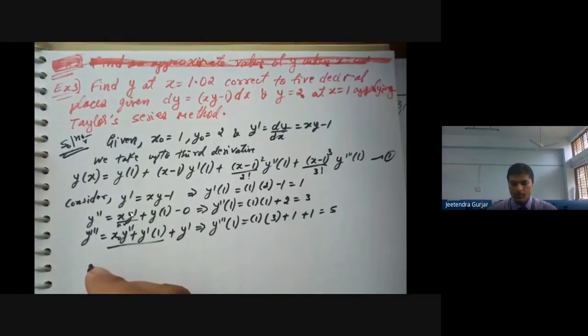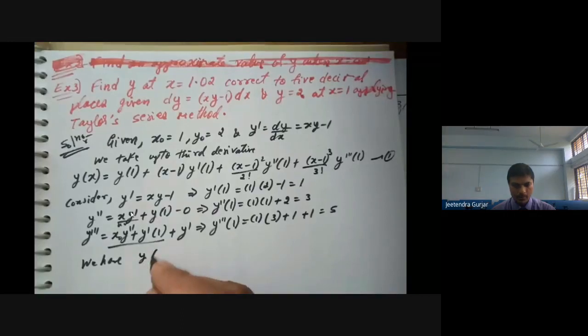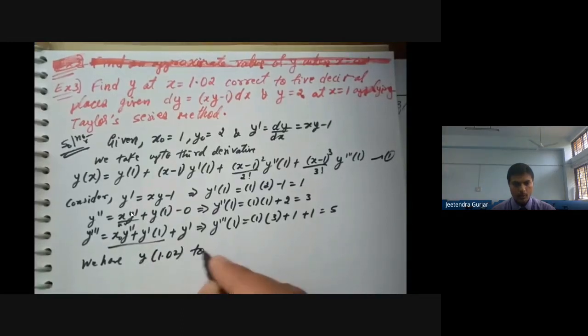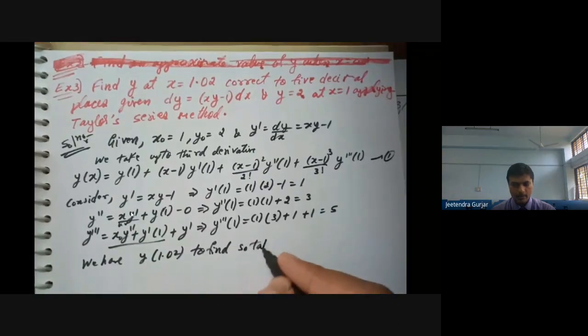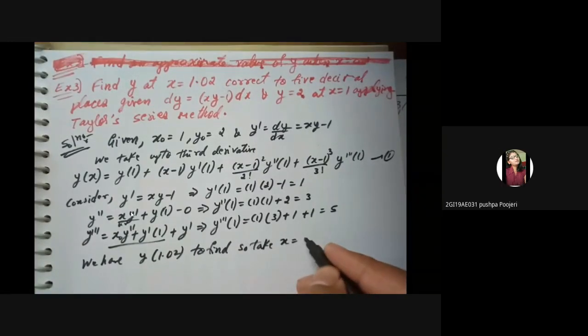So what we have to find here? They have given the value of x. So we have to find y of 1.02. We are going to find so that x is equal to 1.02.